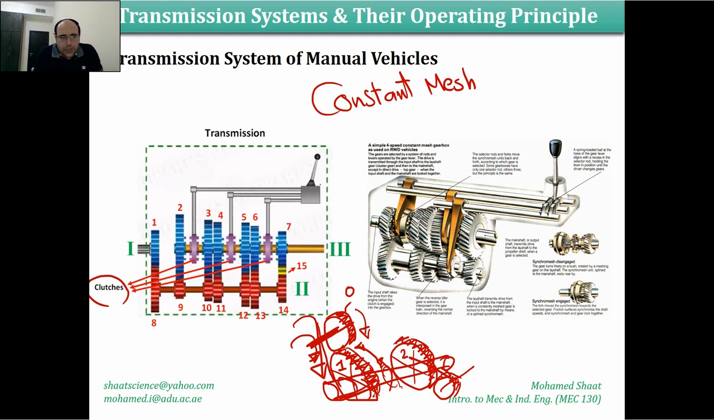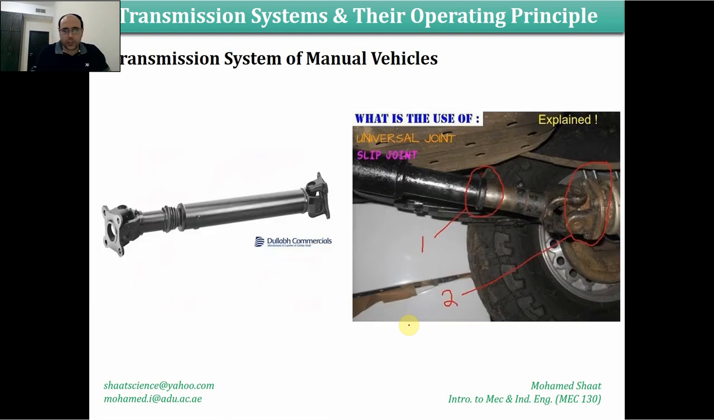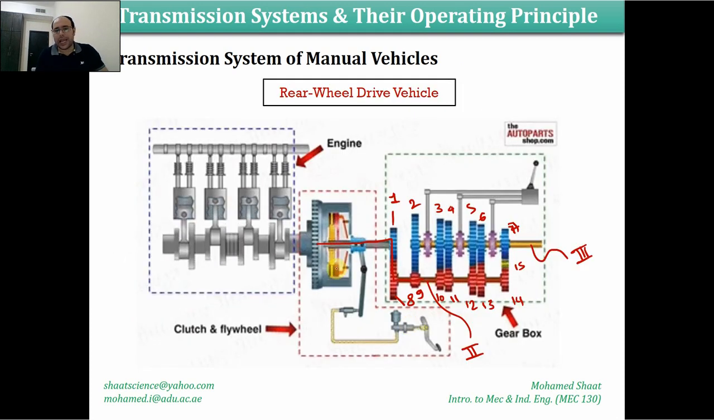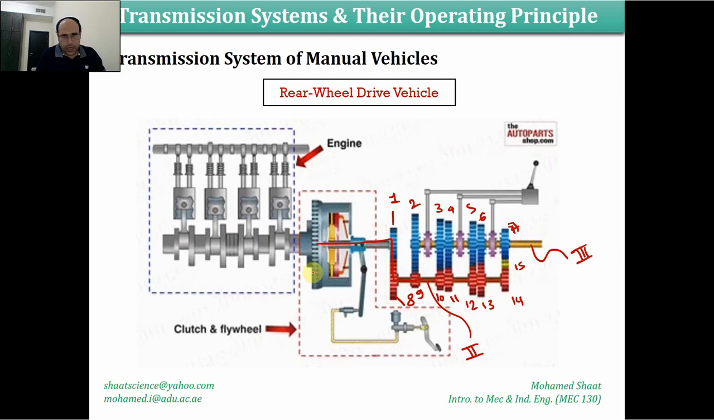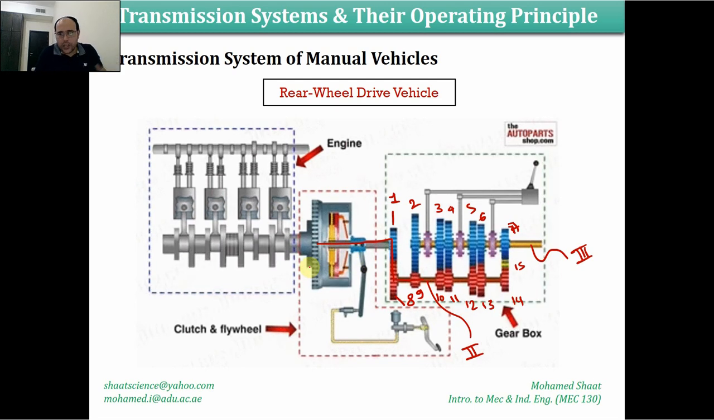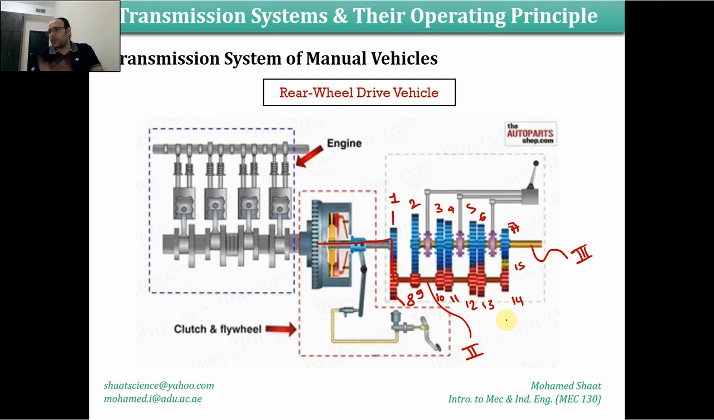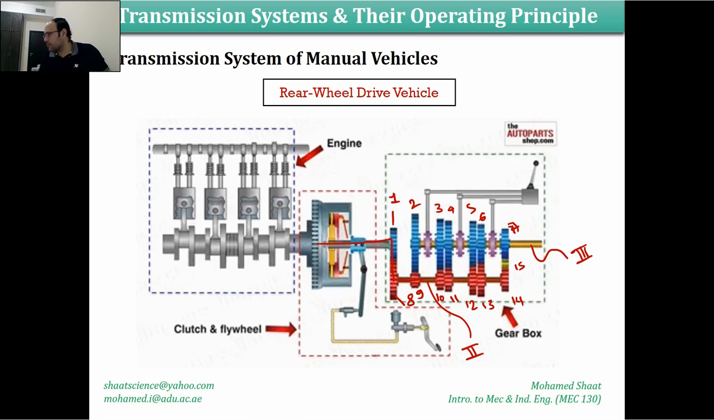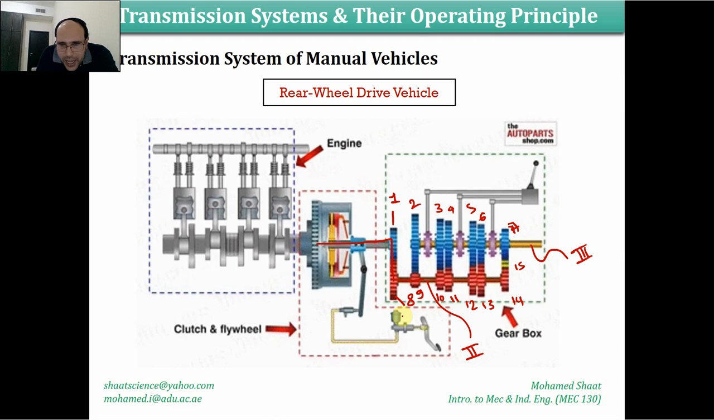The motion comes to shaft 2 through only one gear, which is 8. Gear 1 drives 8 and gives rotation to shaft 2. For some reason, if you disconnected the clutch, shaft 1 will not rotate, right? So gear 1 will not rotate, gear 8 will not rotate, gear 2 will not rotate. Nothing is going to move. Make sense?